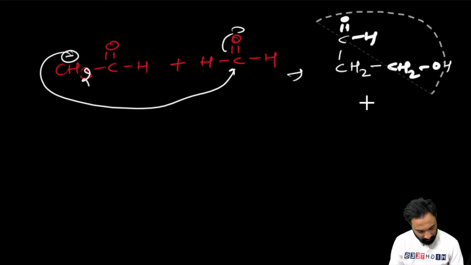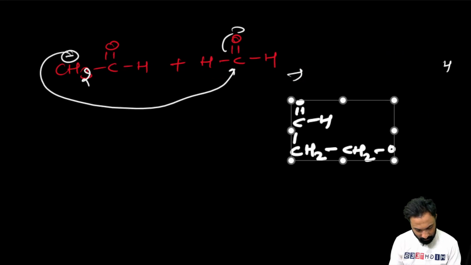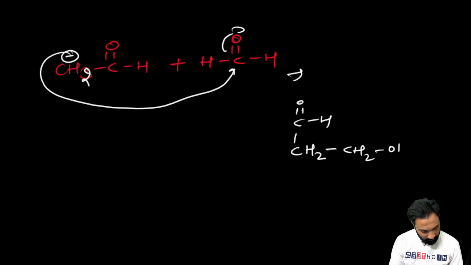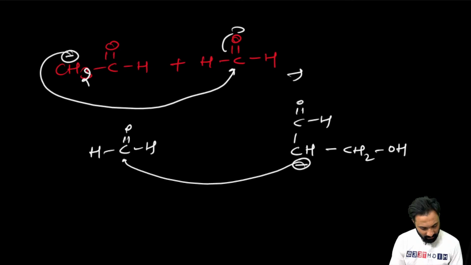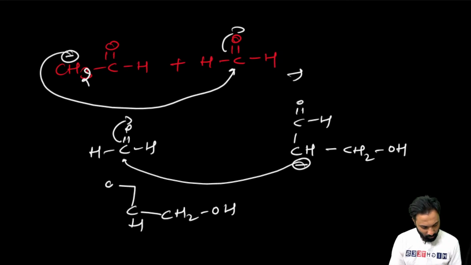Next, another mole of formaldehyde we are having. Again we have here an alpha hydrogen. Again this alpha hydrogen will go and attack, and again it will become the alcohol, right? Now you see, here this one will become CH2OH, and one CH, and here it is OH.